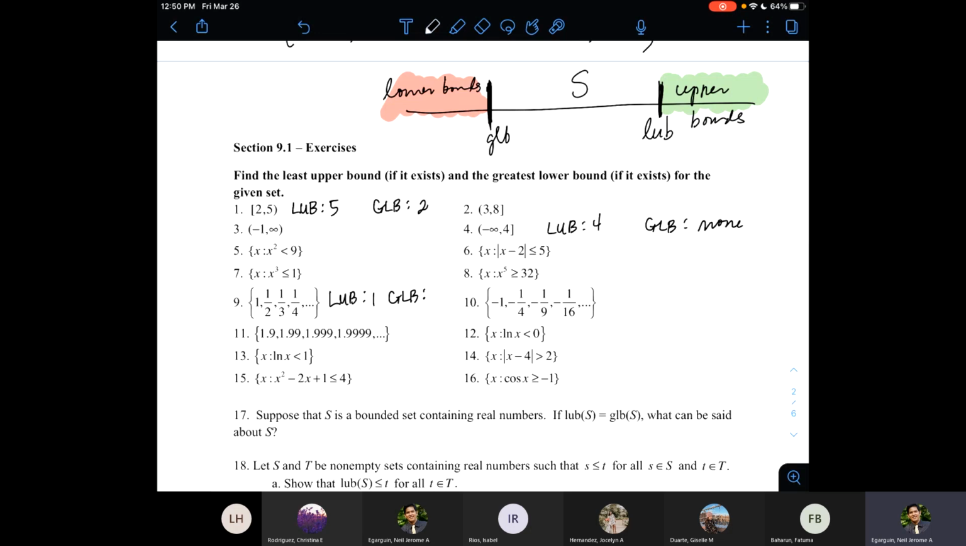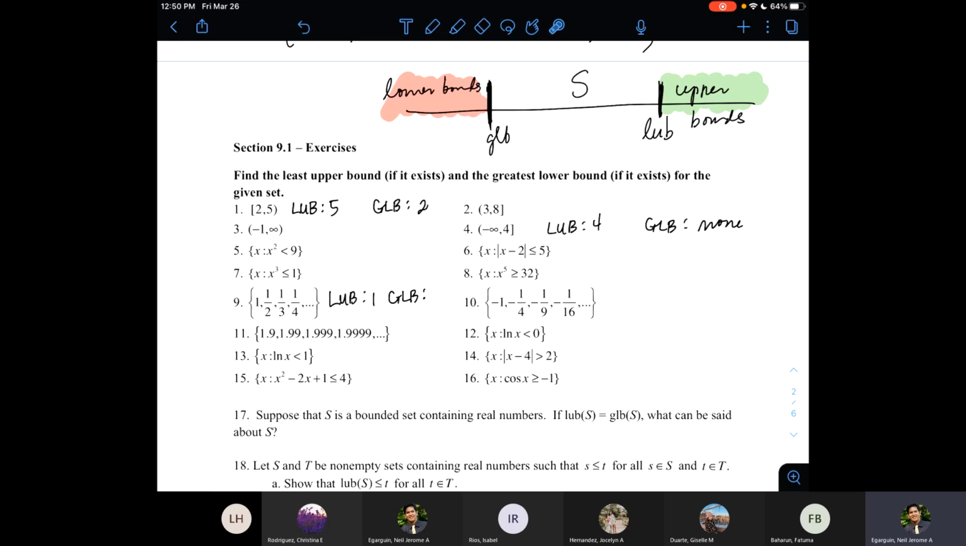Will this set have a greatest lower bound? Okay, first thing, can you give me a lower bound for this set, or for that sequence? Can you give me a number that is smaller than everything inside a set? We're talking about set 9. Can you think of a number that is smaller than everything in the set? The set goes 1, 1/2, 1/3, 1/4, 1/5, 1/6, 1/7, and so on. So can you give me a lower bound?